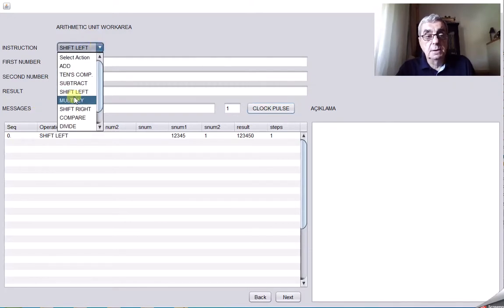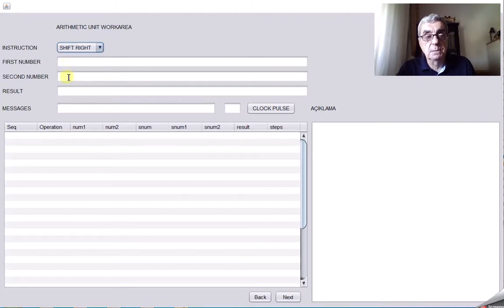And why do we need shift left and shift right? We need them because addition, multiplication and division use these shifts. Here, when we have the shift right, we lose the least significant digit, and the remaining is like this.